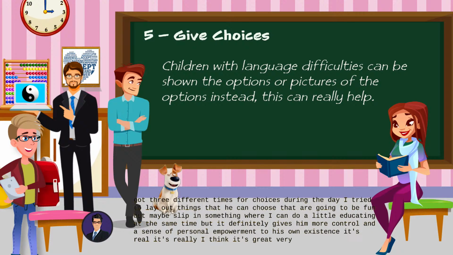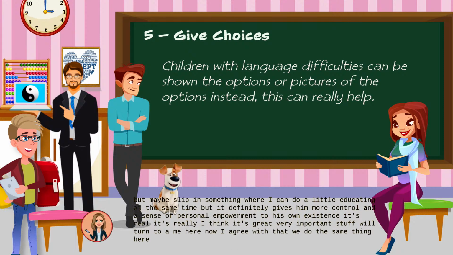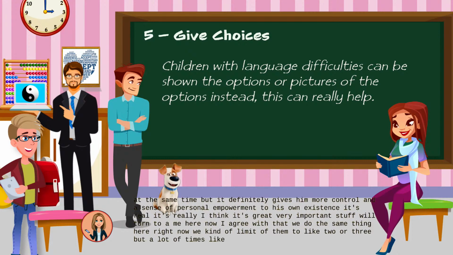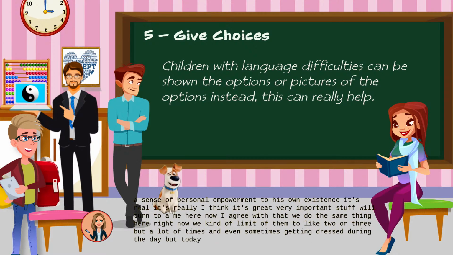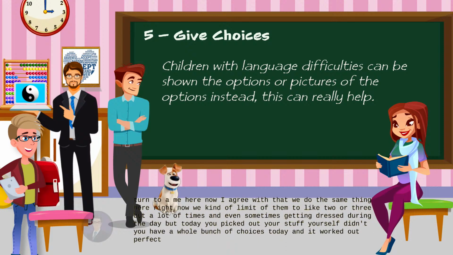Very important stuff. We'll turn to Aimee here now. I agree with that. We do the same thing here. Right now we kind of limit them to like 2 or 3, even sometimes for getting dressed during the day. Today, you picked out your stuff yourself, didn't you? Yes, I did, out of a whole bunch of choices today. And it worked out perfect because he picked out his own clothes.